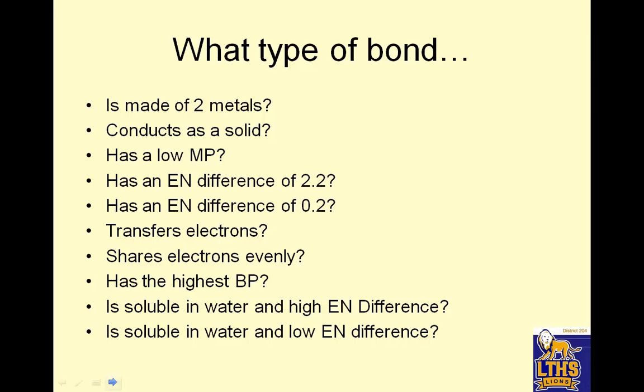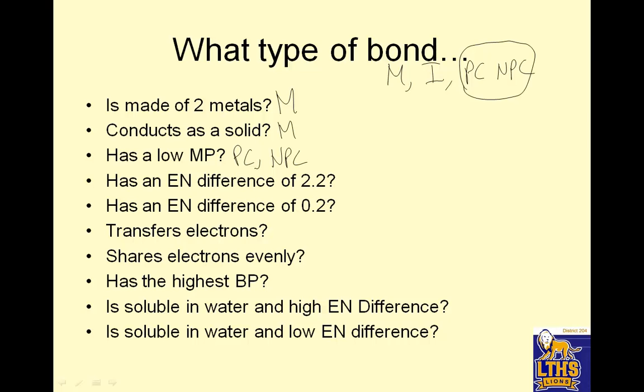What type of bond is made of two metals? Now this is reviewing the bonding we did before. Two metals, metallic bond. My choices are metallic, ionic, polar covalent, and nonpolar covalent. And these are both types of covalent, but we'll see what we can do. Conducts as a solid, only metallic. Has a low melting point, both covalents, polar covalent and nonpolar covalent.